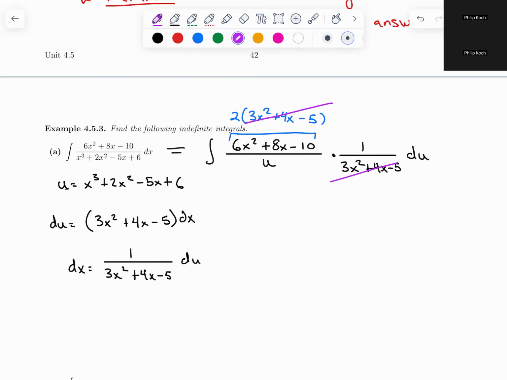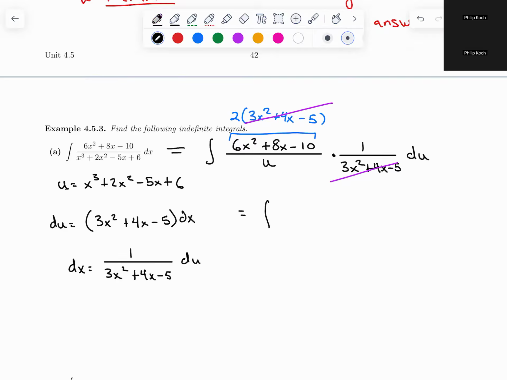Now, the interesting question would be, what if instead of 3x squared plus 4x minus 5, it was 3x squared plus 4x minus 4? What would we do then? How would we take care of it? That's a tough question. There are ways to get around it, but it takes a lot of practice. Things that you'll learn in Math 182. You'll learn more and more tricks as we go along. But regardless, that does cancel for us.